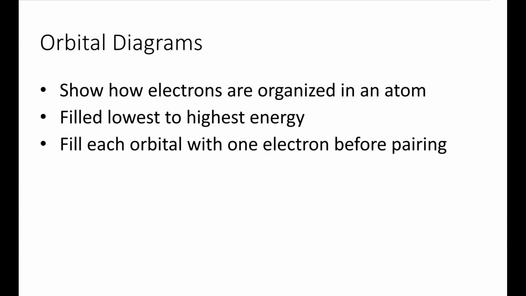There are a variety of ways of writing the organization of electrons in an atom. We're going to look first at orbital diagrams. Orbital diagrams, and the electron configurations we'll look at later, are both filled lowest to highest energy. So they start at our n equals 1, then 2, then 3, and so on. We want to fill each orbital with one electron before pairing. We'll look at how that applies once we actually start looking at the orbitals.